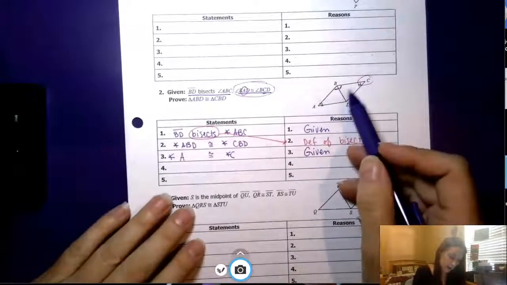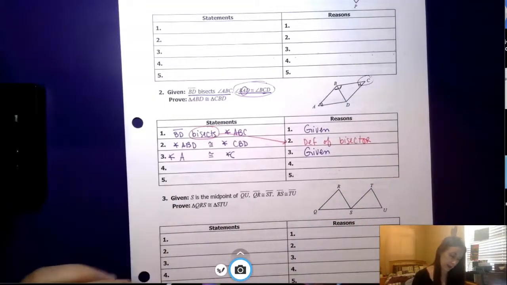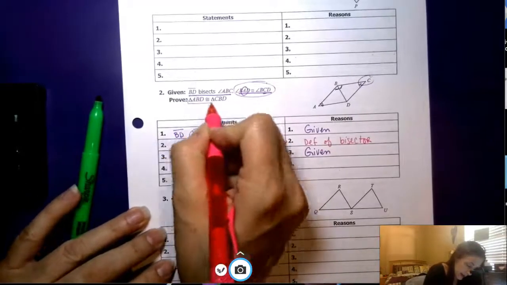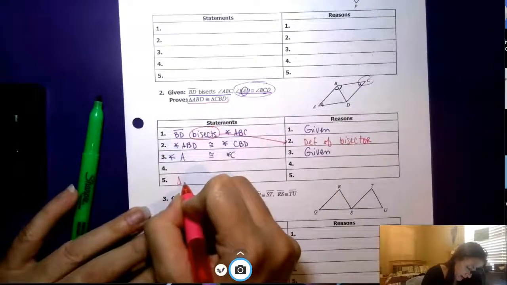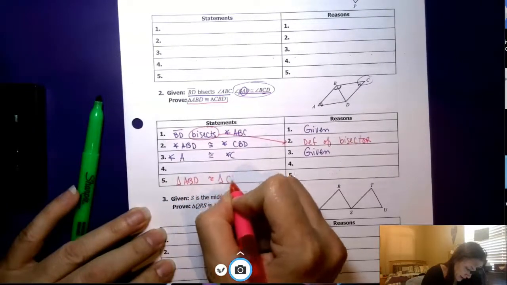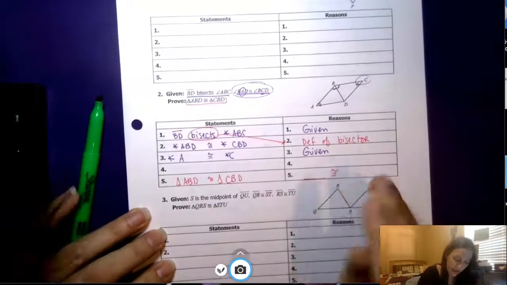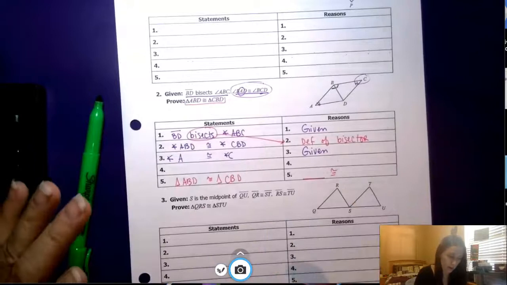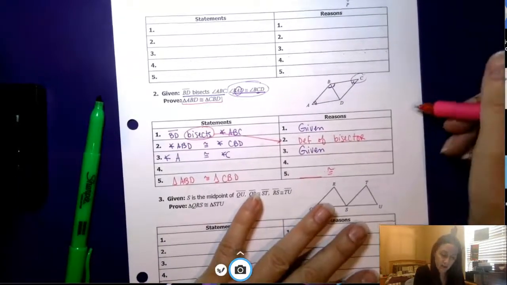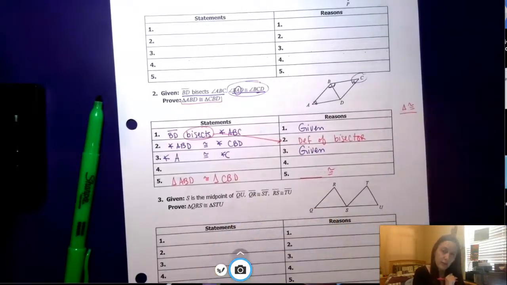Now I have 2 angles that are congruent. Do I have anything else that I could prove to say these triangles are going to be congruent? Because I know my final piece right here has to be that triangle ABD is congruent to triangle CBD. One of my 5 triangle congruences has to be the reason. I don't know which one, but one of the 5. Can you list all 5 without looking? Off to the side. Pause it if you need to. Can you list all 5?